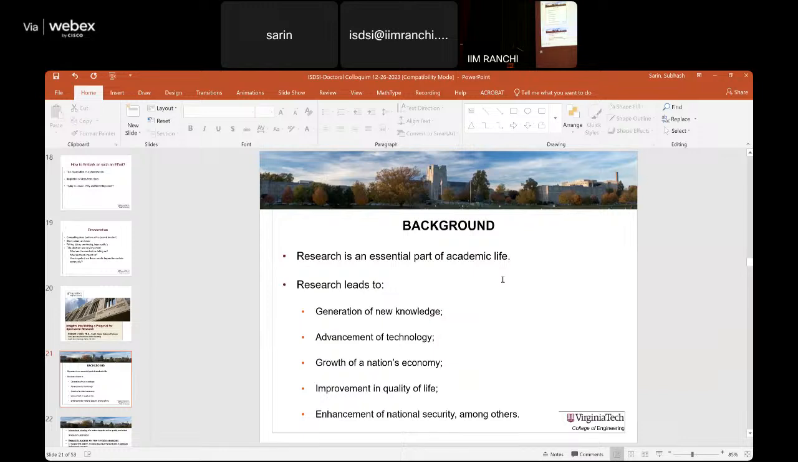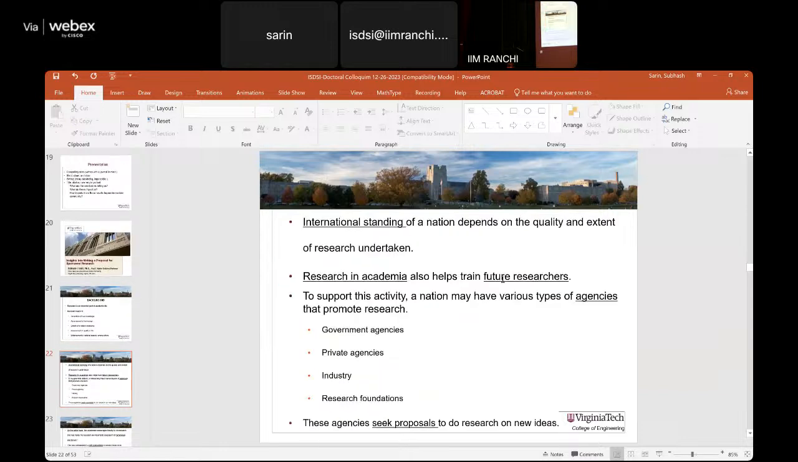Technology is advancing at such a fast pace that we have to learn and then contribute to that flow of knowledge ourselves. And for that, we have to catch up very quickly and develop new ideas. International standing of a nation depends on the research that we do. Research in academia also helps train future researchers. So what happens? Different countries have different avenues they develop. And India has developed quite a bit too, and they are still developing. There's no question about it. But the thing is, we have to do it faster and much bigger.